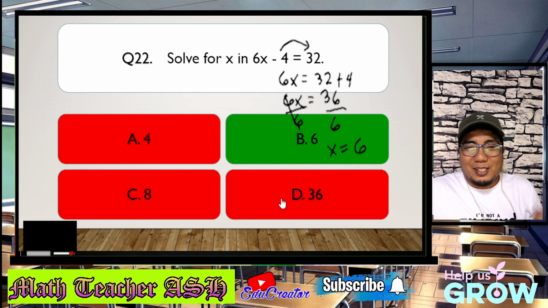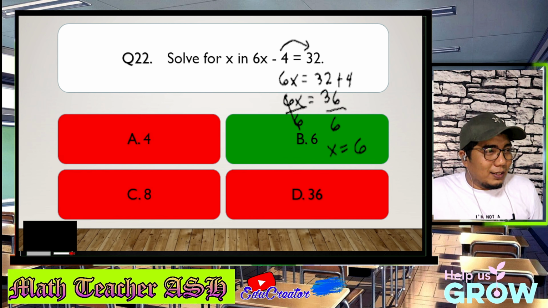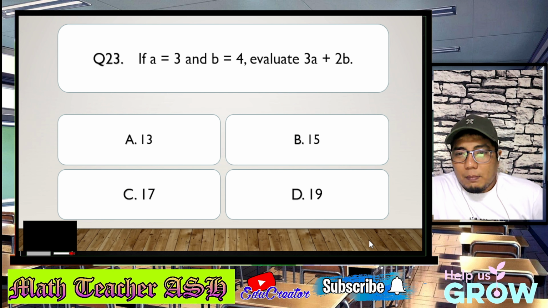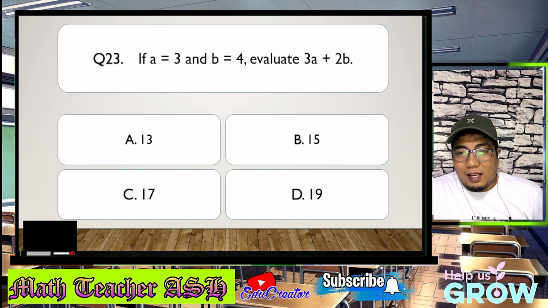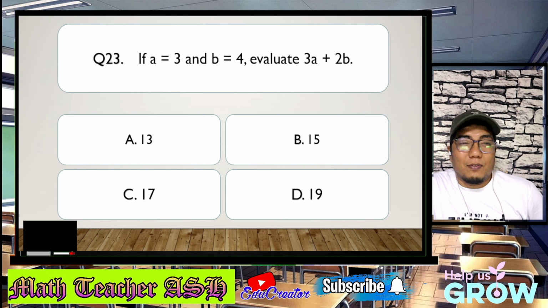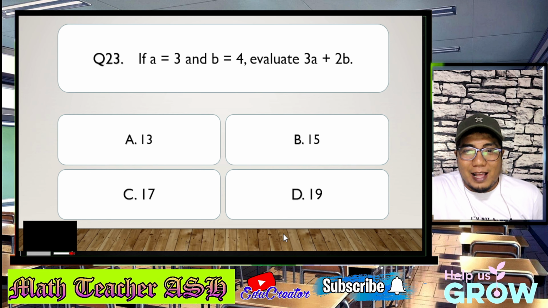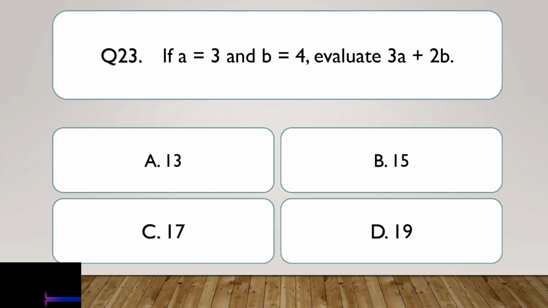So now let us go to question number 23. If A is equal to 3 and B is equal to 4, evaluate 3A plus 2B. Is it A, 13, B, 15, C, 17, or D, 19? I'll give you 5 seconds to think about your answer. 5, 4, 3, 2, 1.